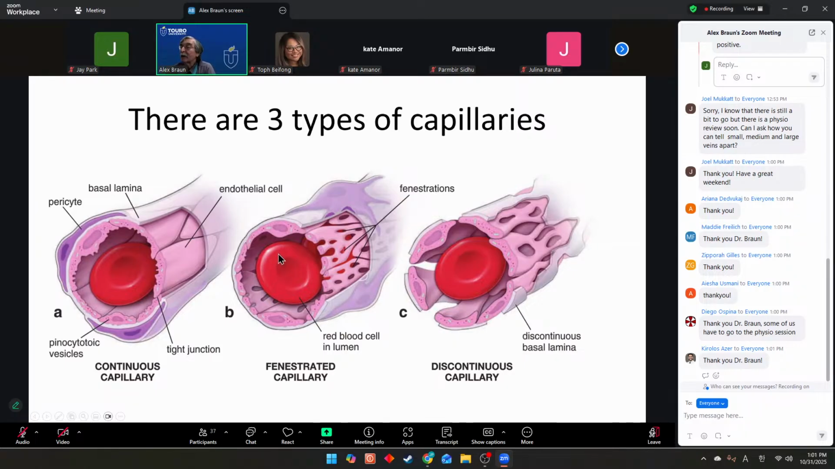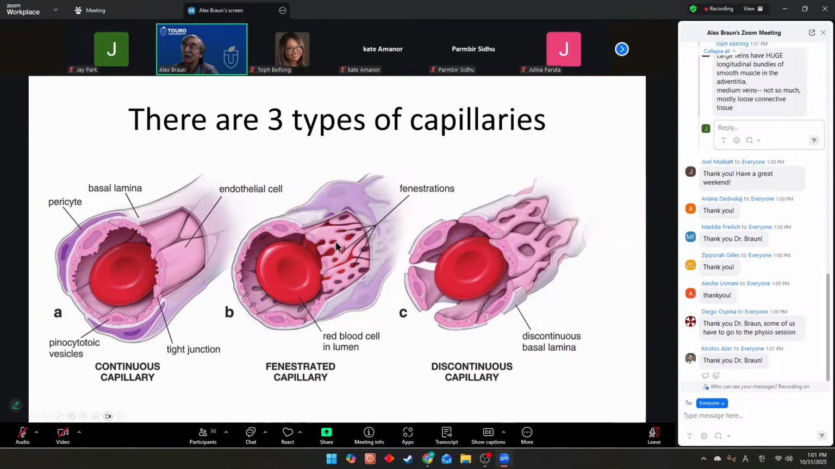Here's a fenestrated capillary, which within the cytoplasm of the endothelial cells has many windows or openings or pores, if you want to call it that, which allow more exchange of materials between the blood and the interstitium. But nonetheless, the basal lamina around the entire endothelial tube is still continuous.